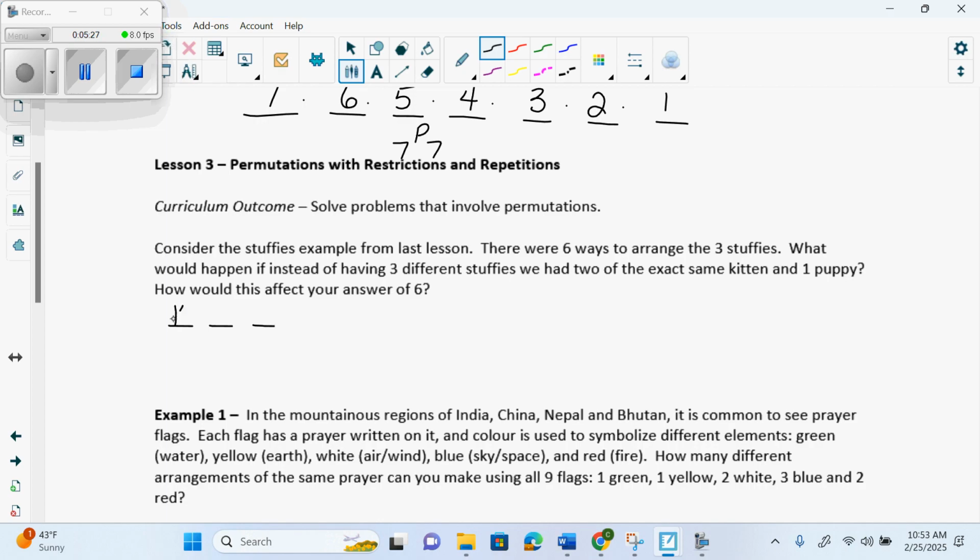So here if we went kitten, kitten, puppy, is this different? Kitten, kitten, puppy? I swapped the kittens. Does that look different though, because the kittens are exactly the same? No. So that case is gone, correct? Then I could go kitten, puppy, kitten, and I could swap the kittens again. Kitten, puppy, kitten. Do those look different? No. So that's gone too. And then I could go puppy, kitten, kitten, and then I could swap the kittens, puppy, kitten, kitten. And that's gone too. So now I only have 3 cases instead of 6.